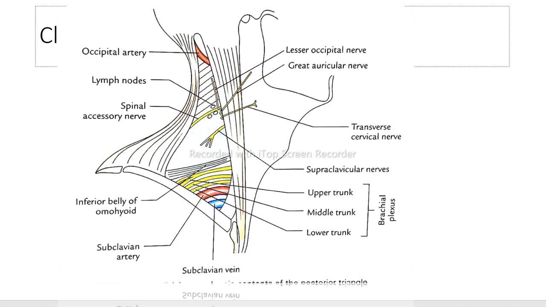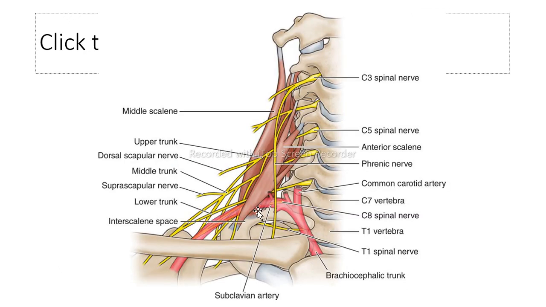So first, see the branches of the subclavian artery. On the right side, the brachiocephalic trunk divides into the common carotid and subclavian. On the left side, it directly arises from the arch of the aorta. We are going to see the branches of the first part: the vertebral artery, which goes into the vertebral foramen, the internal thoracic artery, and the thyrocervical trunk.